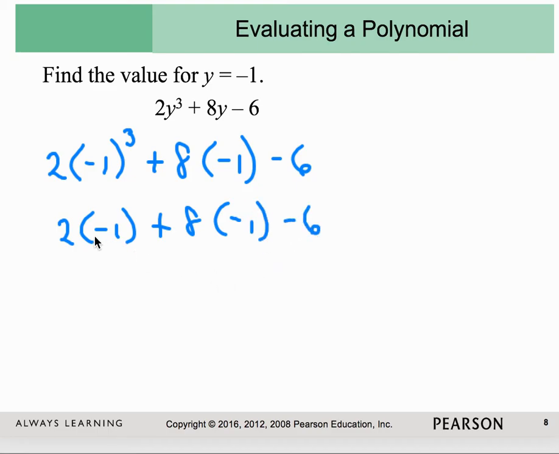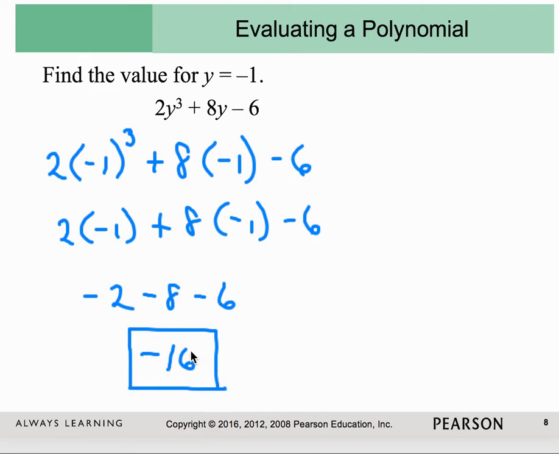Then I'm going to do my multiplication. 2 times -1 is -2. 8 times -1 is -8, and -6. So -2 minus 8 is -10, minus 6, -16, if y is -1.